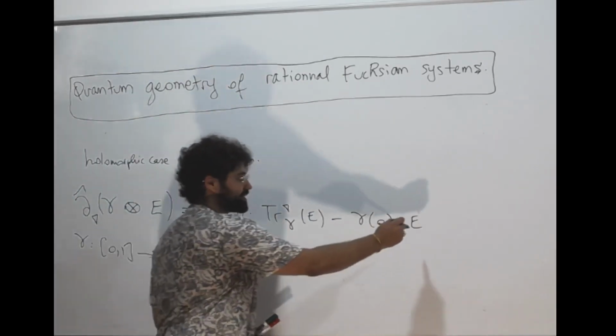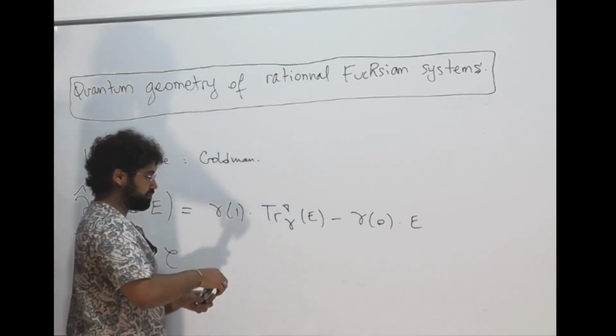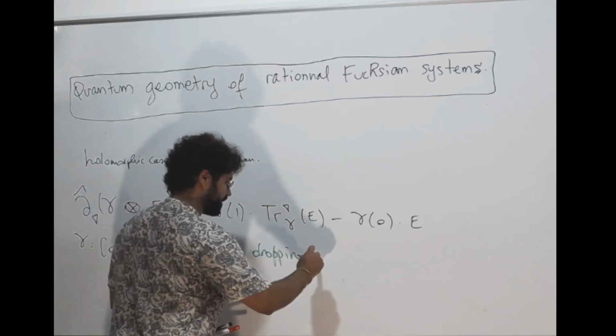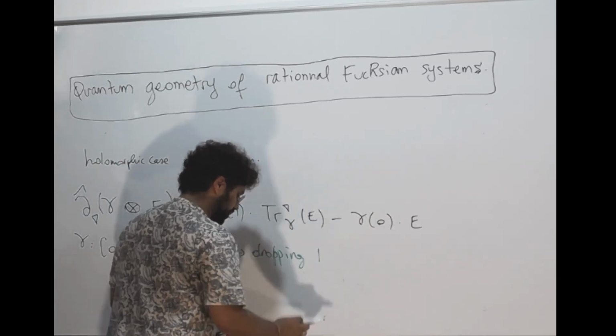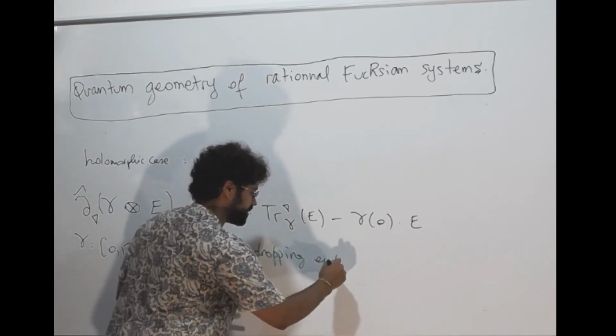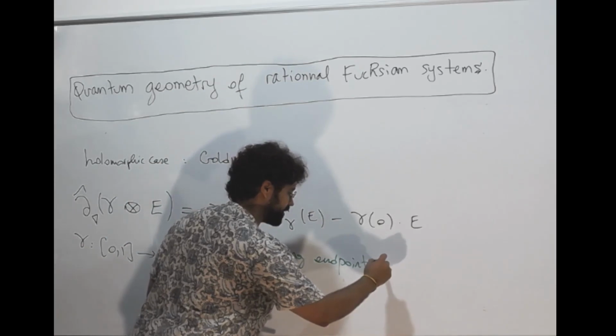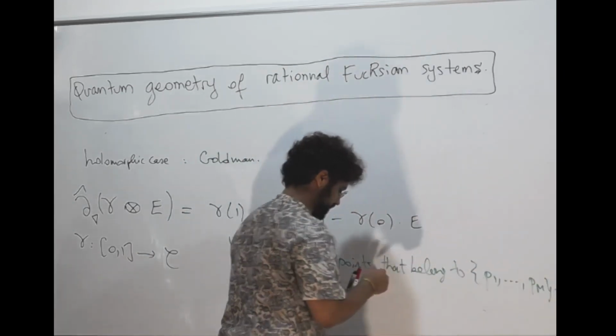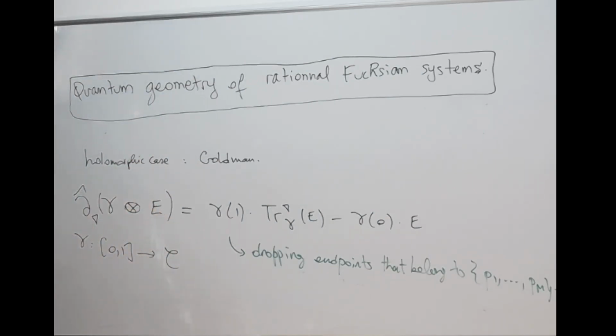That's the formula, but you drop endpoints that belong to P1 to Pn. It's relative to the poles of the connection. And then this H1 is the kernel of the boundary operator.